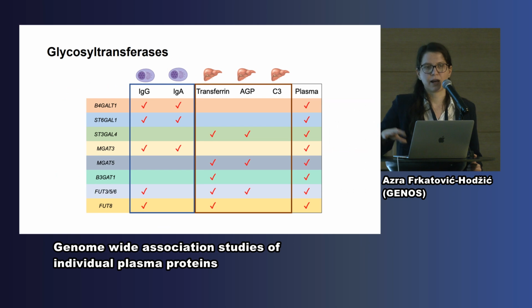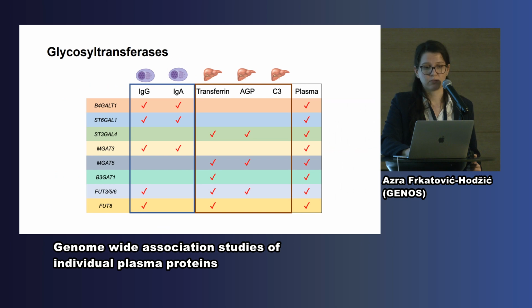One other thing that I want to emphasize is that we are talking about different statistical powers in different GWASs. In IgG, we have almost 14,000 samples, but in C3, we have 800 samples. So the lack of association does not mean that it's not there, just that we don't have enough statistical power. But already at this stage, we can see some patterns.